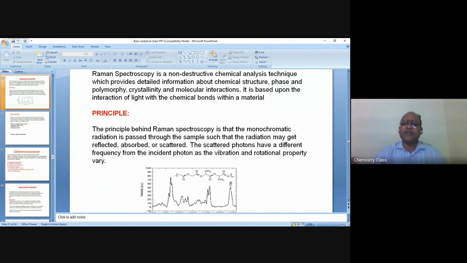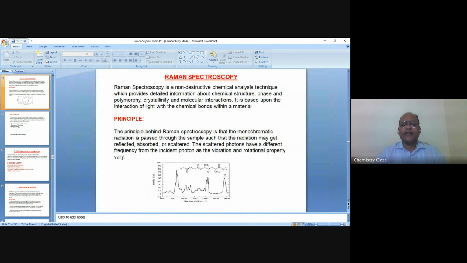So Raman spectroscopy is a very good spectroscopic method which can analyze a sample without damaging the chemical or sample. So what is the principle associated with Raman spectroscopy? The principle is that monochromatic radiation is passed through the sample. Such radiation may get reflected, absorbed, or scattered.